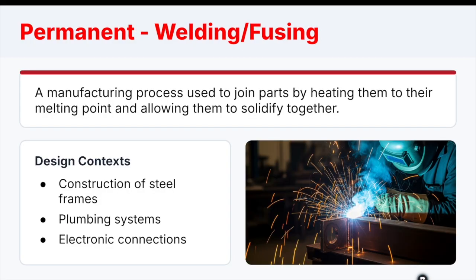Another permanent joining technique is welding or fusing. And this is a manufacturing process used to join together parts by heating them to their melting point and allowing them to solidify together. So this could be, for instance, welding. And you can see this is a guy welding together some pieces of steel. So this could be construction of steel frames. Plumbing uses welded materials, whether that's plastic or metal, and electronic connections. So if you're soldering together two electronic components, you are actually welding or fusing them together.